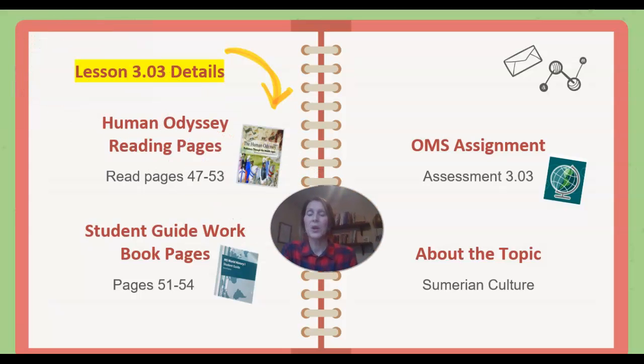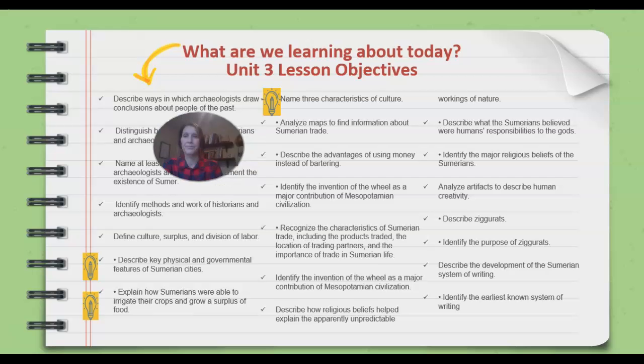So our lesson details: reading pages 47 to 53, and then your student guide workbook pages 51 to 54. You do have an assignment in the OMS. It's your assessment for 3.03. And then we are talking about Sumerian culture.